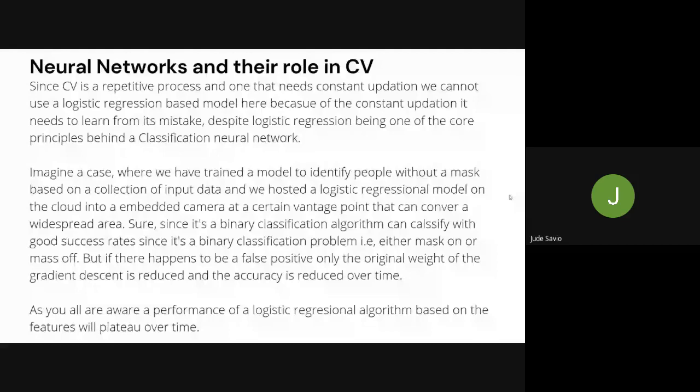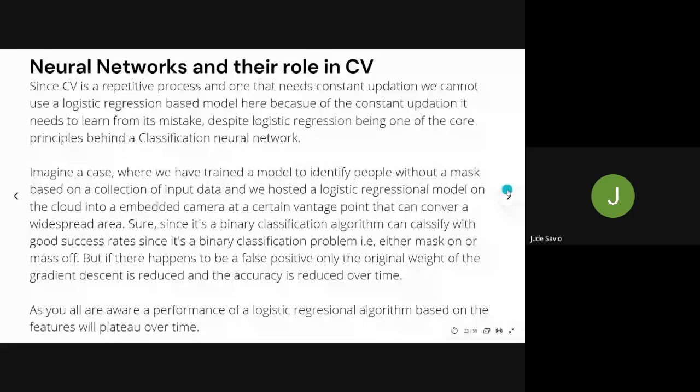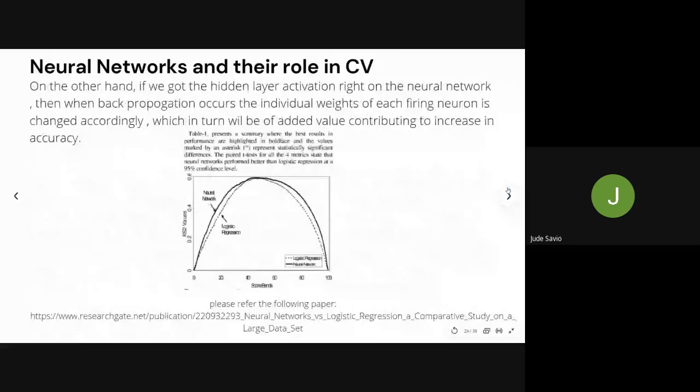No matter the amount of data you train them with, their accuracy is not going to increase as the amount of input increases with regression, in place of a neural network. When back propagation occurs, the individual weights of each firing neuron are changed accordingly based on the neuron that fired to give us that output, which in turn adds value by contributing to an increase in accuracy. Whenever there's a false positive, the weight is accordingly reduced such that only the weights are affected. But in the case of logistic regression, it is not going to be the same.